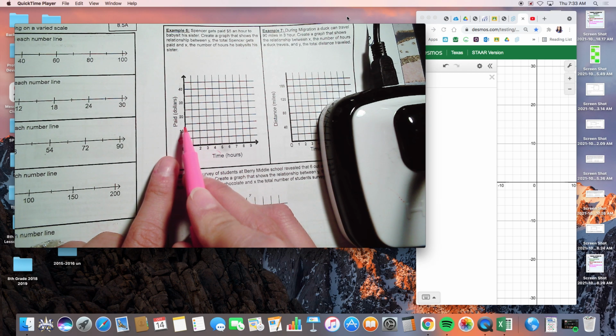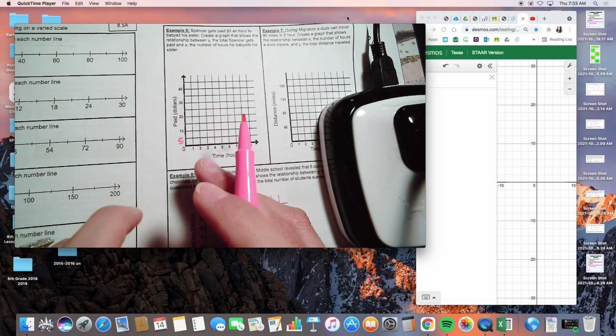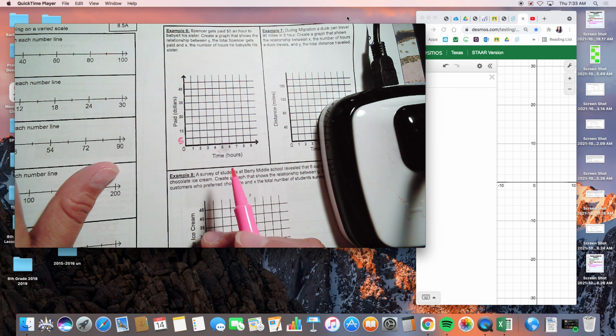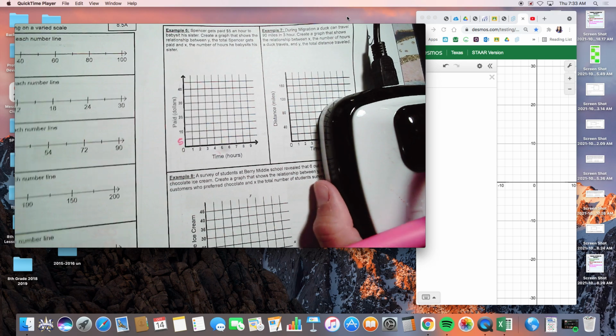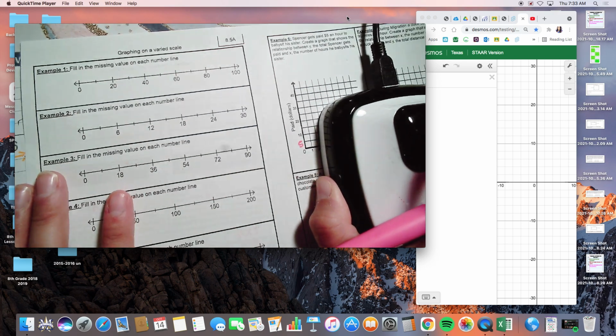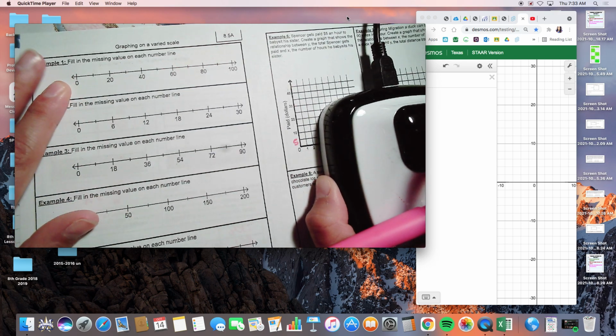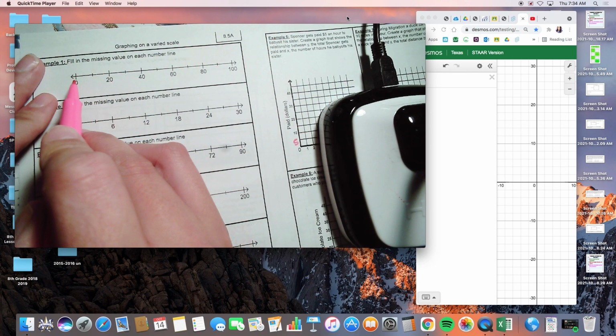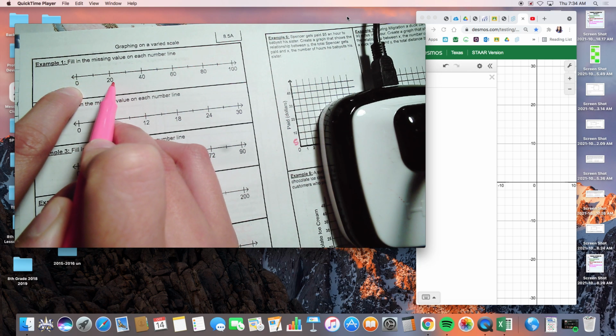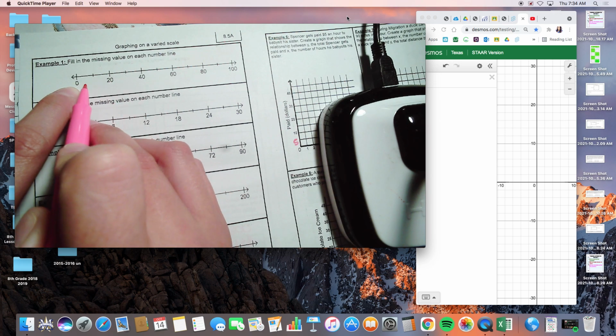Where each little cube represents $5. So it's important to remember how to find and fill in those missing lines. So we're going to go ahead and do that here. So what you do is you start from where it says 0 and the next number. So I'm going from 0 to 20.